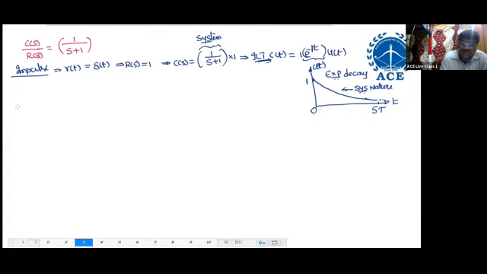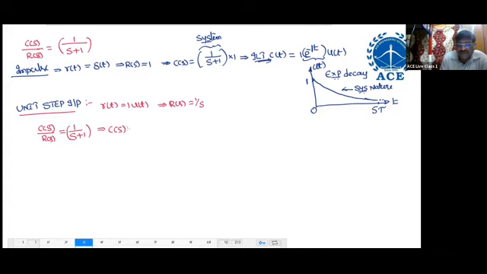For example, just for understanding, I'll take a unit step input. R of t equals 1 into u of t, R of s equals 1 by s. Then what happens? C of s by R of s is 1 by s plus 1, which is the system. Then C of s can be written by taking R of s to the other side, it becomes 1 by s.